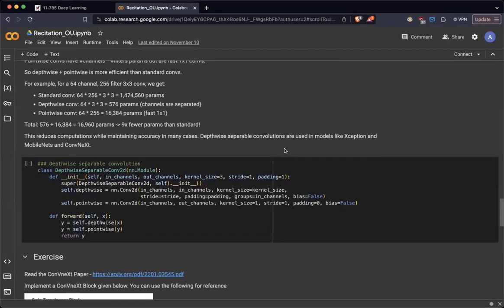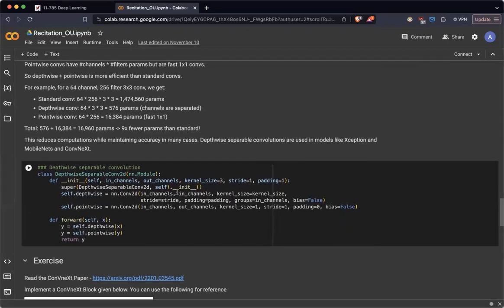Coming down over here, we can see an implementation of pointwise and depthwise. In Torch, if you're trying to get depthwise working, you just need to have groups be equal to in channels. And when you want to get pointwise working, you just need to set the kernel size to 1. And yeah, over here, forward is depthwise, pointwise.